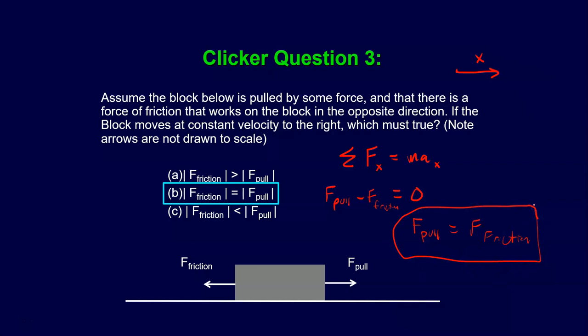All right. Now, the thing is that at some point in the past of this problem, there must have been a net force to get this thing moving with the velocity in the first place. But at this particular moment, these two forces are canceling out. And I think that can be pretty tricky to get your head around.